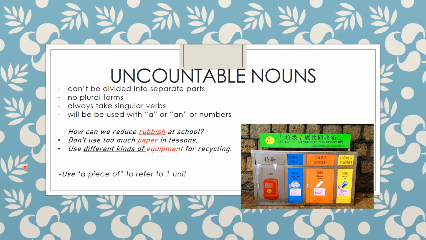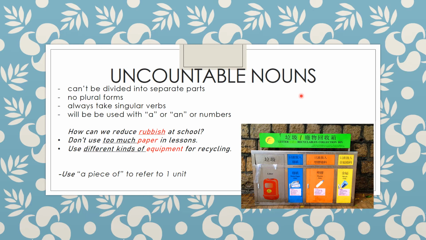Now let's move on to talk about uncountable nouns. In English grammar, some things are seen as a whole or mass. These are called uncountable nouns because they cannot be separated or counted. For example, liquid, powder. Therefore, they do not have plural forms, as they refer to things seen as a whole. They always take the singular verbs.